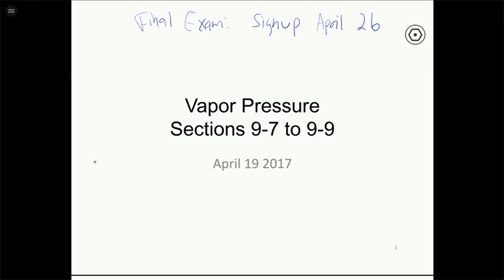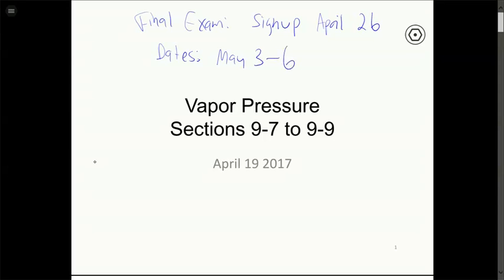And then what I have confirmed is that the dates for the final exam are exactly what they're listed on the syllabus, May 3rd through 6th. All right, so we are a little bit at the mercy of CASA for scheduling these things, but I've confirmed with CASA that those will be the dates that you're actually taking the exam, and if everything goes as planned, you'll be able to sign up for that starting next week.